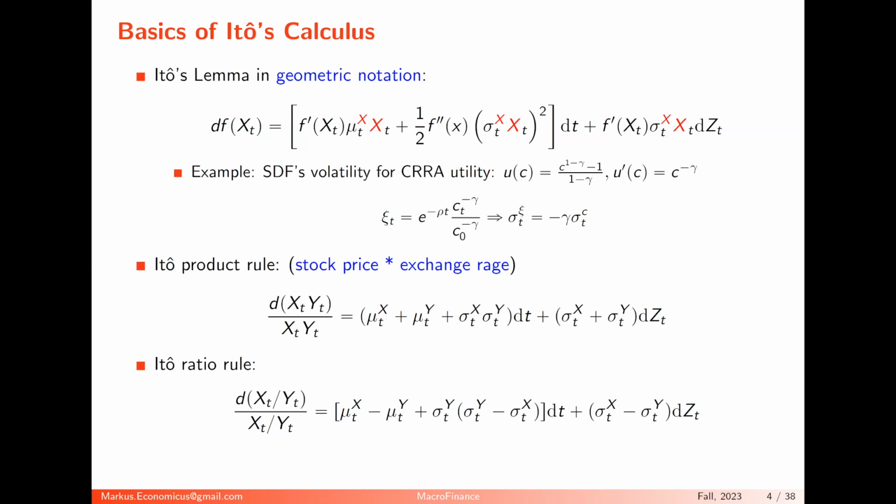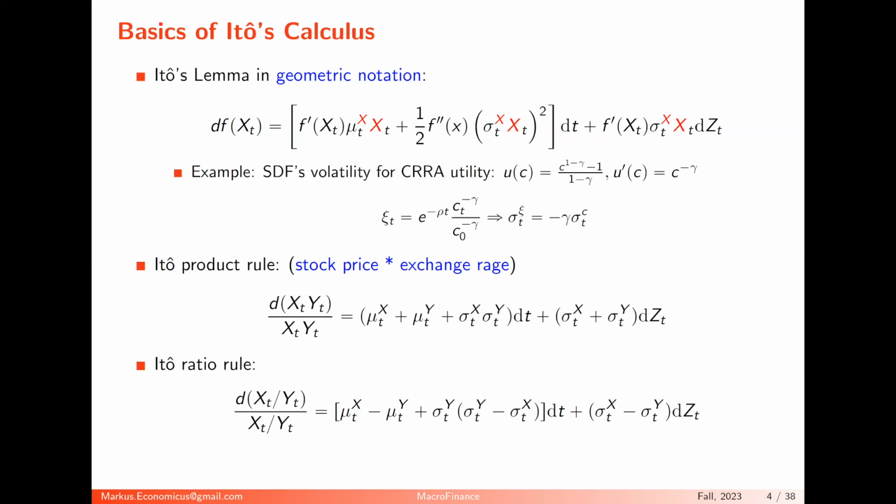And if I want to know the volatility of the C process, so I have the volatility of the C process, but I would like to know the volatility of the marginal utility process. Okay, and then you can see you get just minus gamma times the volatility of consumption C. So it's just applying Ito's lemma for this.